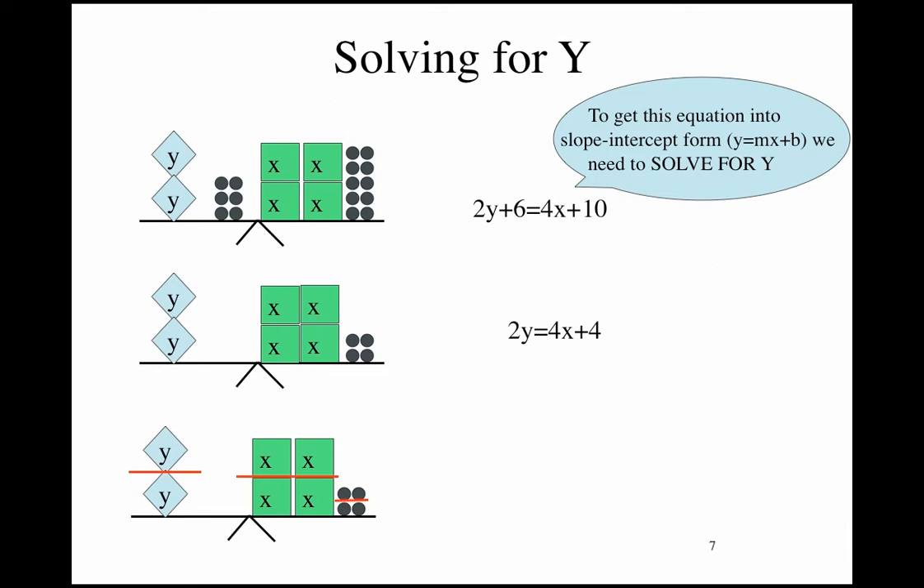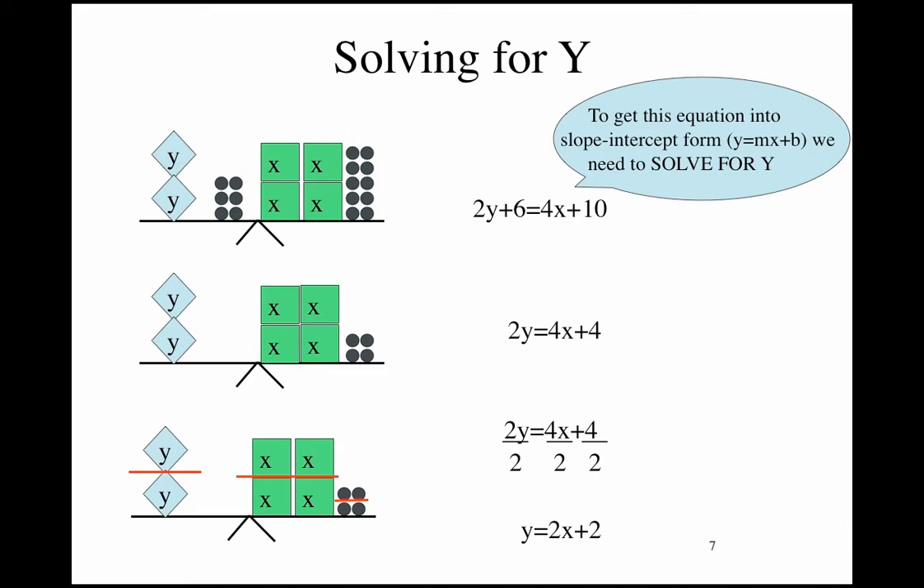What does the algebra for this step look like? Well, I started with 2x plus 4y equals 4. I divided the 2y on the left by 2. I divided the 4x by 2. And I divided the 4 by 2. When I do that, I end up with a single y on the left equals 2x plus 2 on the right.